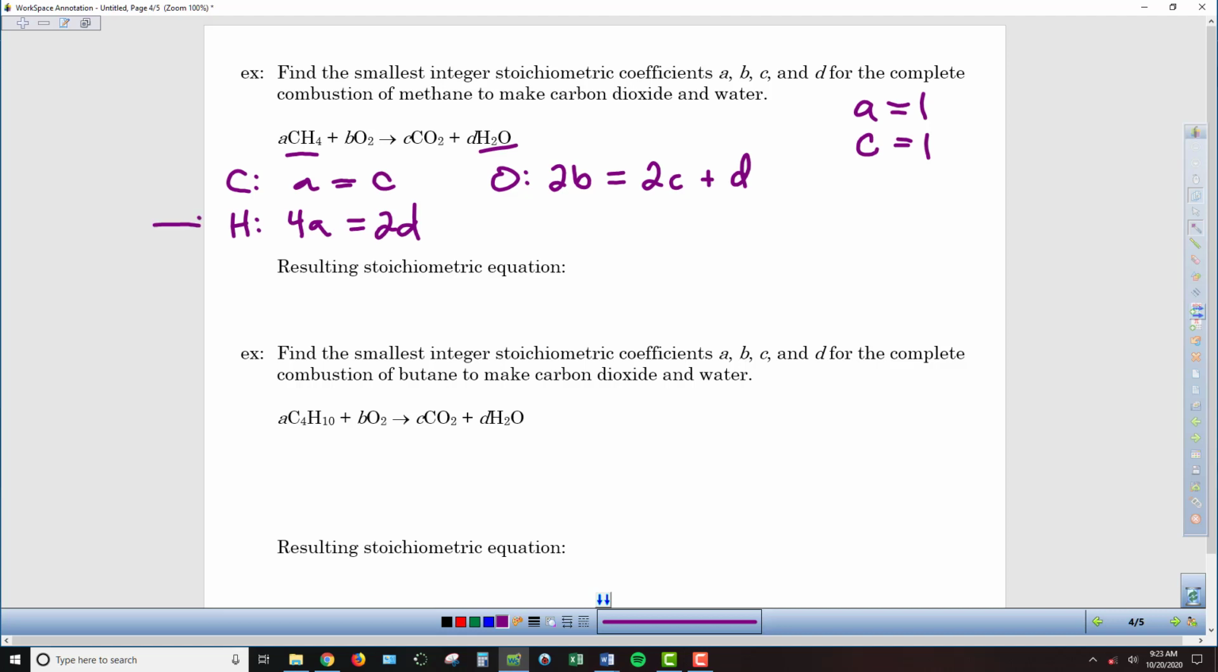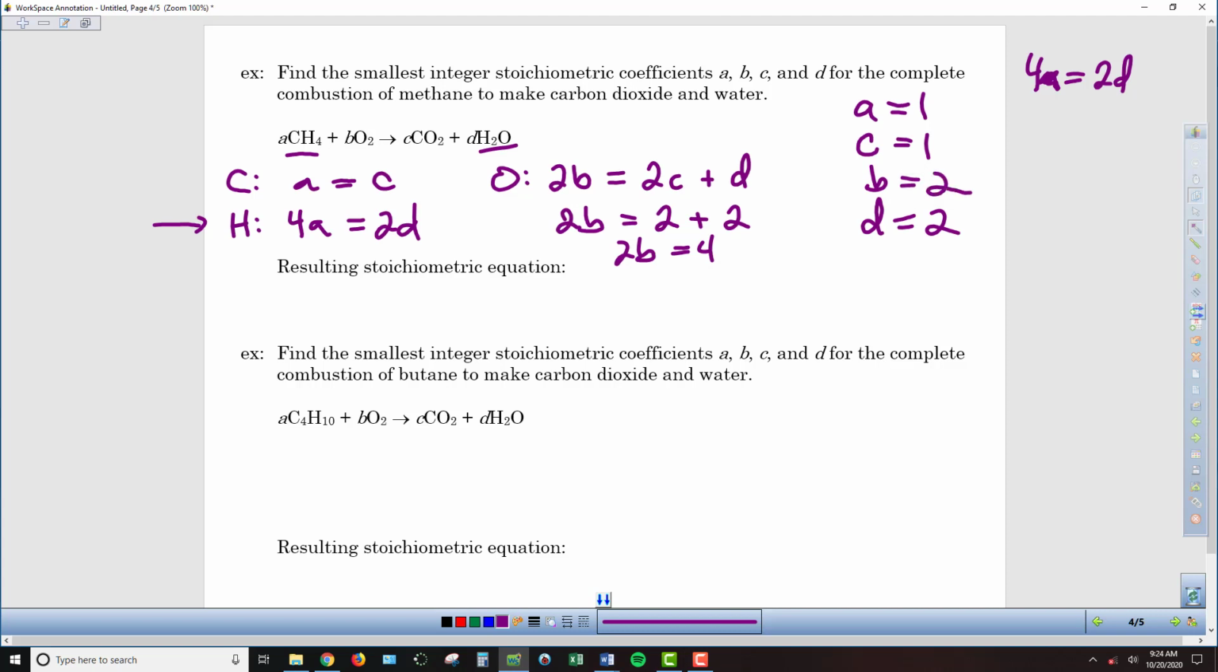I can then plug into my hydrogen equation to figure out what D is. If I've got 4A equal to 2D, I've got 4 times 1, which is 4, so D is going to equal 2. And then I can plug into the oxygen equation. I've got 2B equals 2 times C, which we've established is 1, so 2, plus D, which we solved for, which is 2. So we can see that we're going to end up with 2B equals 4, or B equals 2.